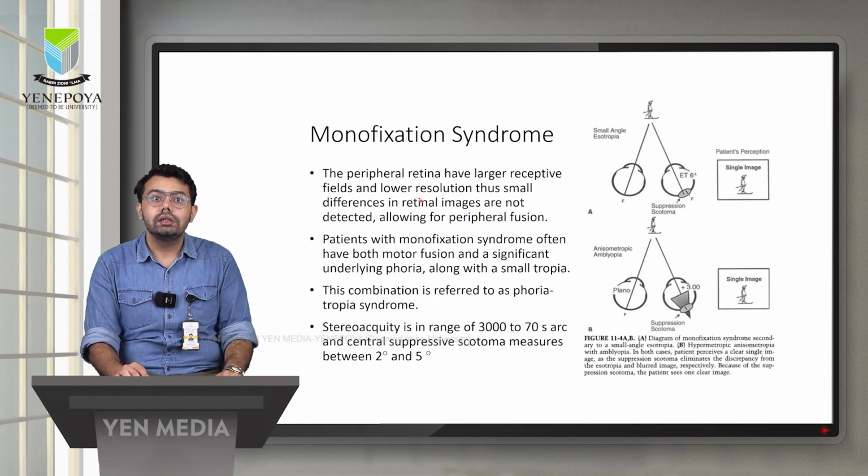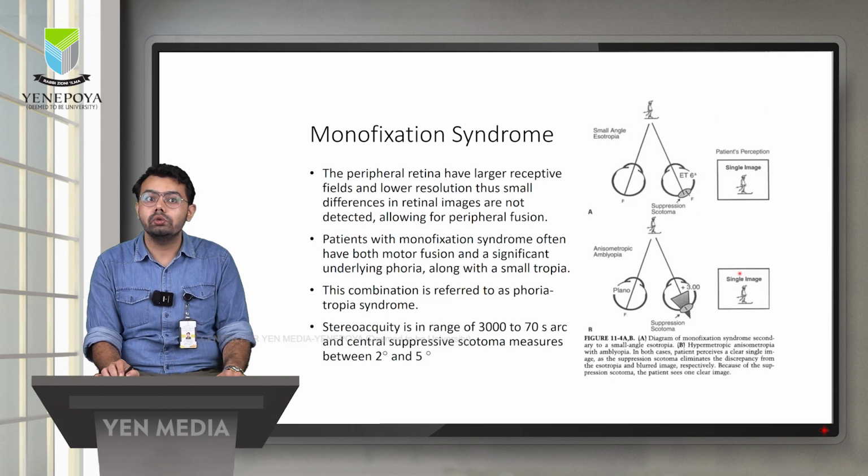So there is the condition, the peripheral retina. In this condition, there is a small angle esotropia in the right eye, that is 6 degrees, which follows, as I have mentioned, that the esotropia or the deviation should be less than 10 prism diopters. So there is a central suppressive scotoma, and the brain fuses the image of this eye, and the patient gets to see a single image. Or in a patient having anisometropic amblyopia, in which one eye is normal and the other eye has a central suppressive scotoma, in that condition also the brain sees only one single image and there is no diplopia. So monofixation syndrome is just a method by the brain to avoid diplopia.